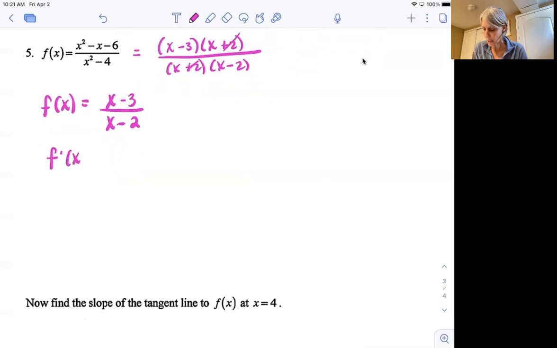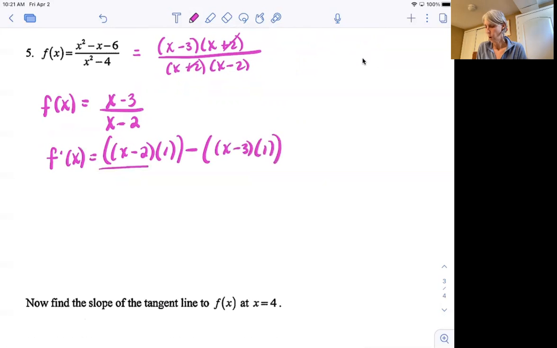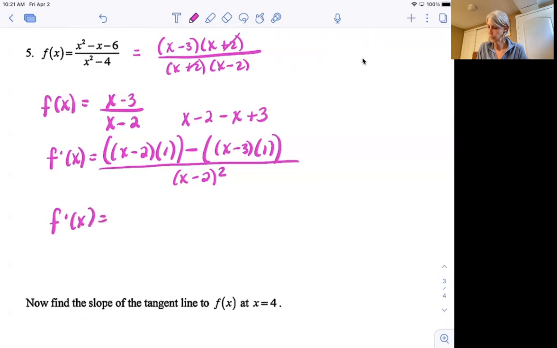So my derivative becomes the bottom times the derivative of the top minus the top function times the derivative of the bottom over the bottom squared. Up top here, I have x minus 2 minus x plus 3. So my derivative is simply 1 over x minus 2 squared.